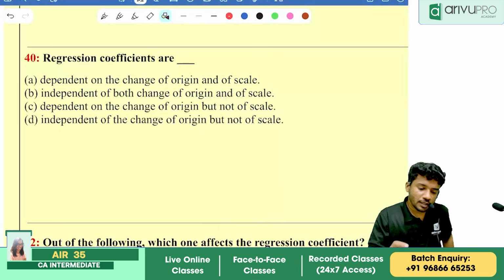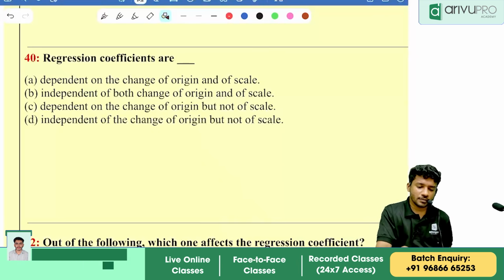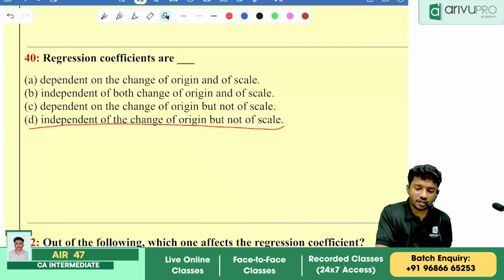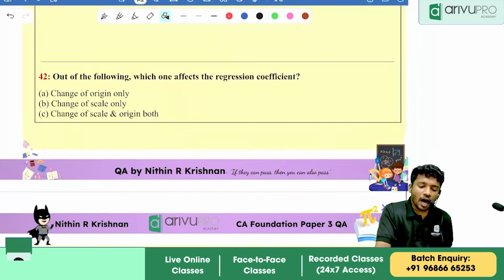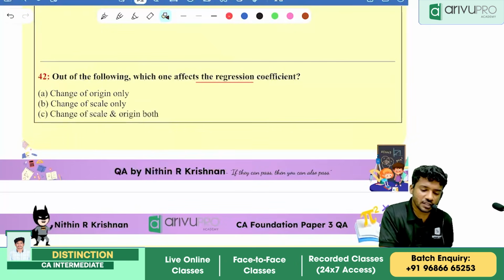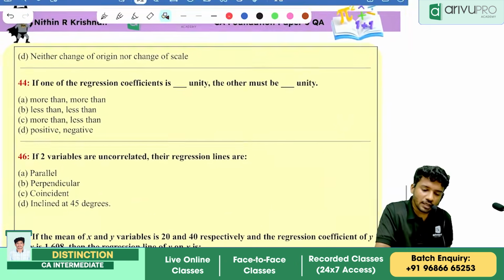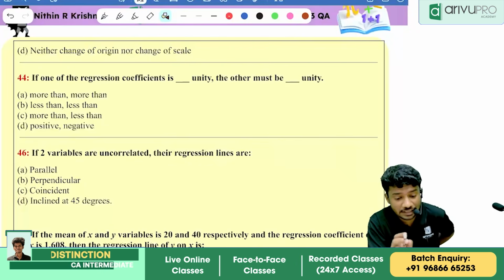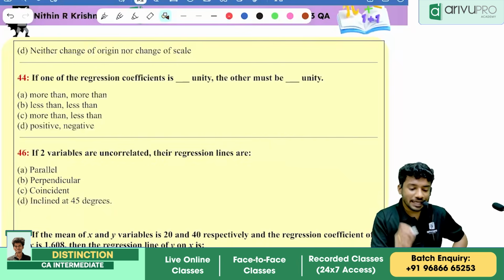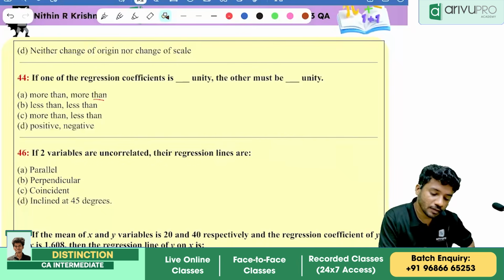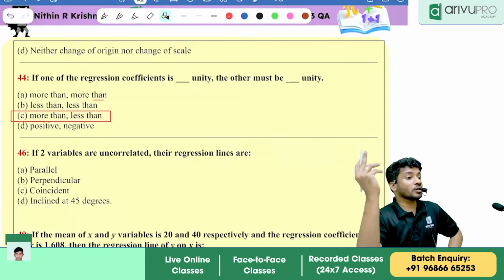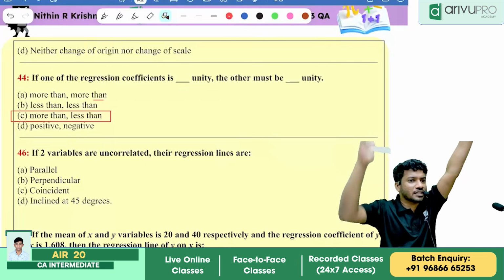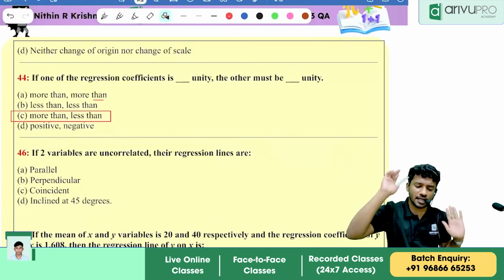Regression coefficients are dash. Independent of change of origin but not of scale. Out of the following, which one affects the regression coefficient? Change of scale only. Then, an important question: if one of the regression coefficients is greater than unity, the other one should be what? Less than unity. Why? If both are more than unity, the correlation coefficient will be more than unity. That is not possible. If one is more than unity, the other should, no matter what, be less than unity.